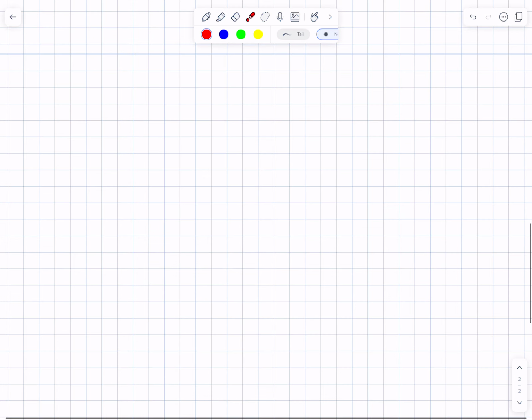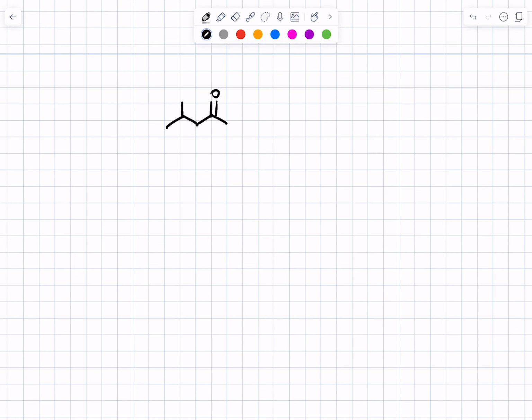Let me just scroll down and do that. The question is, if you have something like this, you've got two different kinds of alpha protons. And the question is, if I use LDA, could I remove the orange alpha proton? I want to contrast this question with the one we dealt with previously, LDA versus sodium ethoxide.